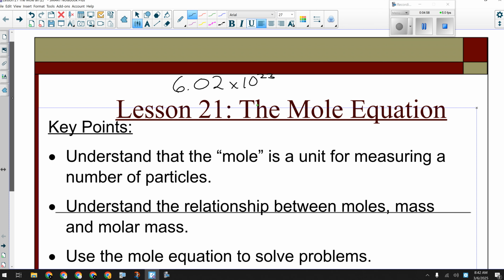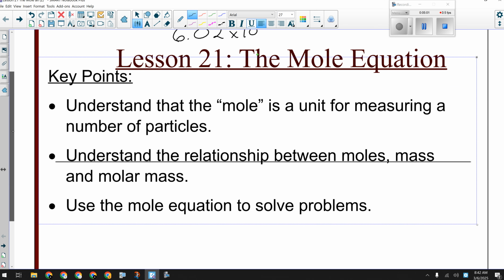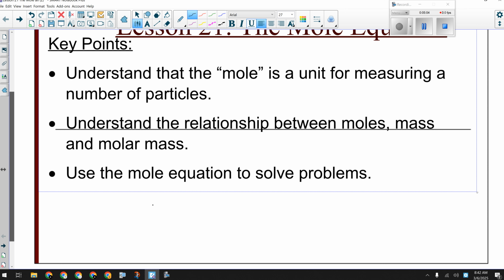So what we're going to be looking at today is that number as well as the mole equation. The mole equation is pretty straightforward: n equals little m over big M. That is the mole equation. We'll be using that to do a few calculations. We're going to have to do a little bit of algebra, and that's okay. We're going to go over the rules of algebra and teach you how to manipulate it, all that kind of good stuff.